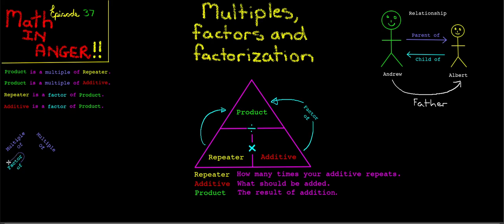So what do you think the word factor means? It is something that can be multiplied with something else in order to result in a specific product. That is what the word factor means in this case. But let's take a look at the relationship from the side of the product. The product is a multiple of the additive.